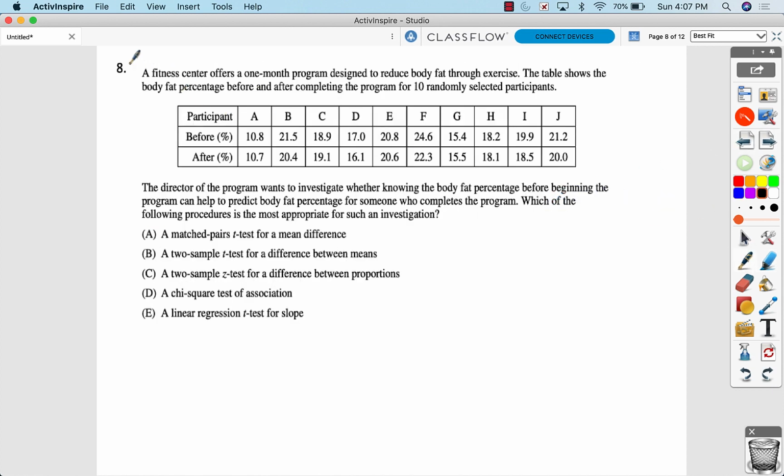This is the trickiest one on the test, to be honest. This one and the other one I was talking about were sort of tricky too. Okay, so they had this study.